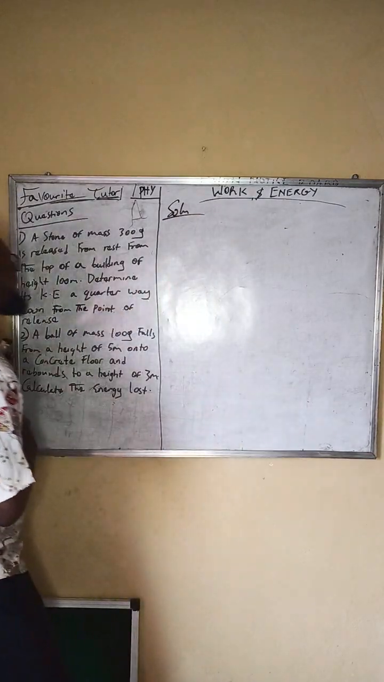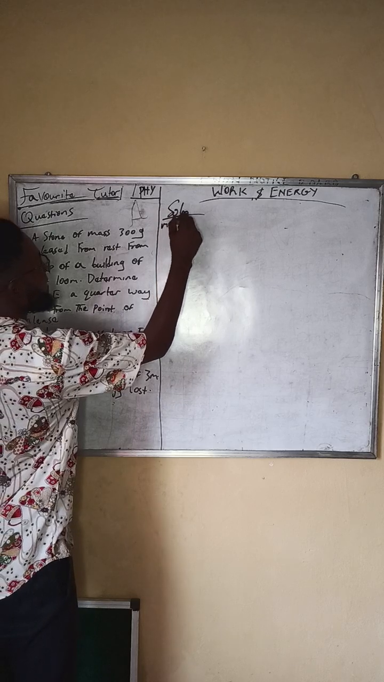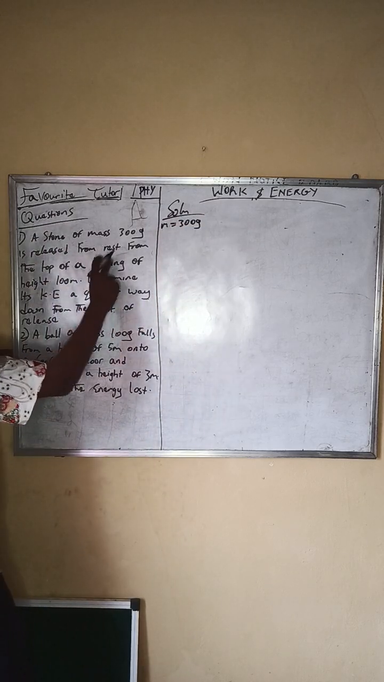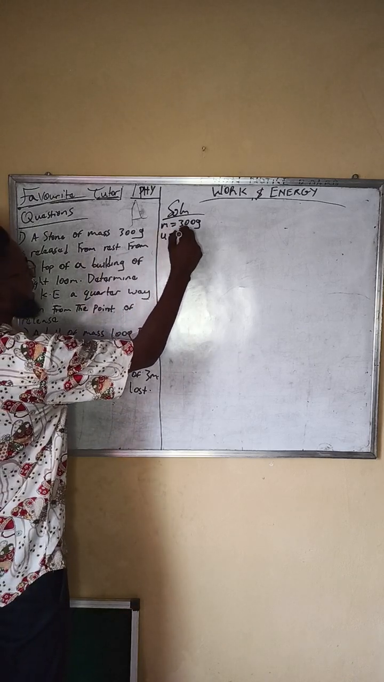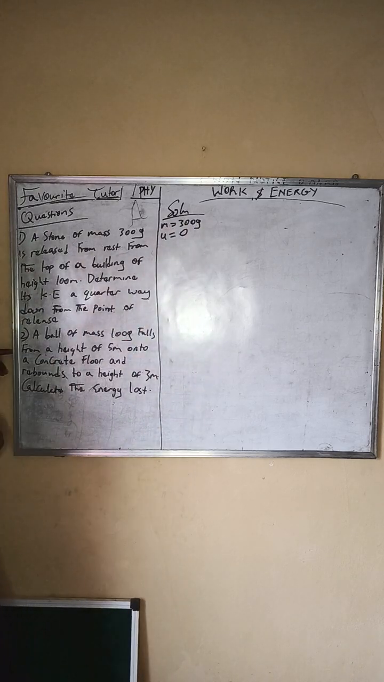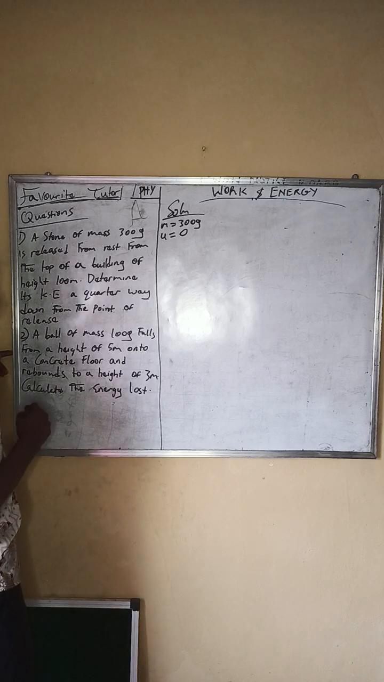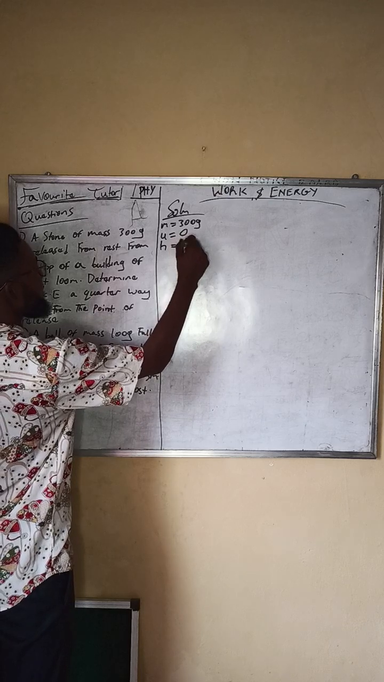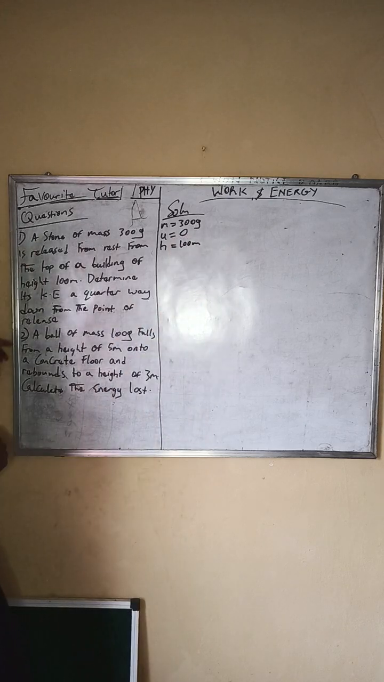Solution. First thing we do, we bring out the parameters. Mass is 300 gram. Released from rest, so initial velocity is 0. From the top of a building of height, the maximum height of the building is 100 meter. Determine its kinetic energy a quarter way down from the point of release.